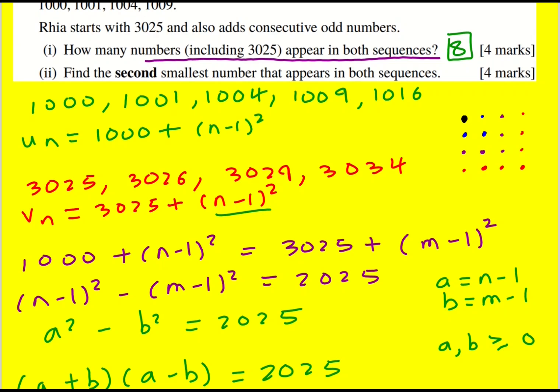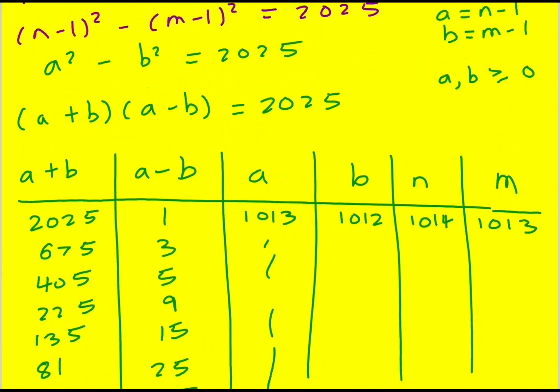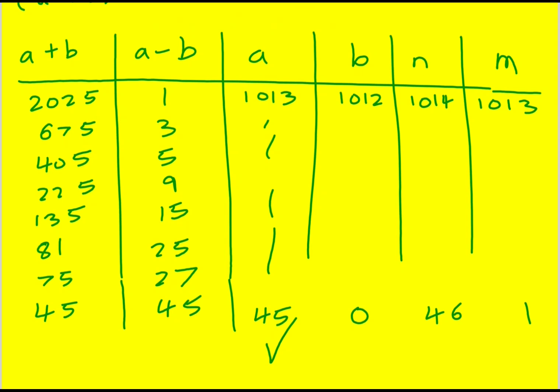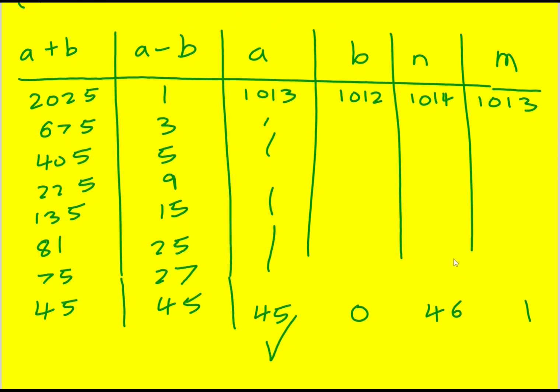So I will be doing 3025 plus 0 squared in that case, and 1000 plus 45 squared in that case. So really, I'm not that bothered about N and M. It is all about the A and the B, because whatever I get for N and M, I then minus 1 from it. So the second smallest is going to be my second smallest value of A and B, and that is going to be this one here.